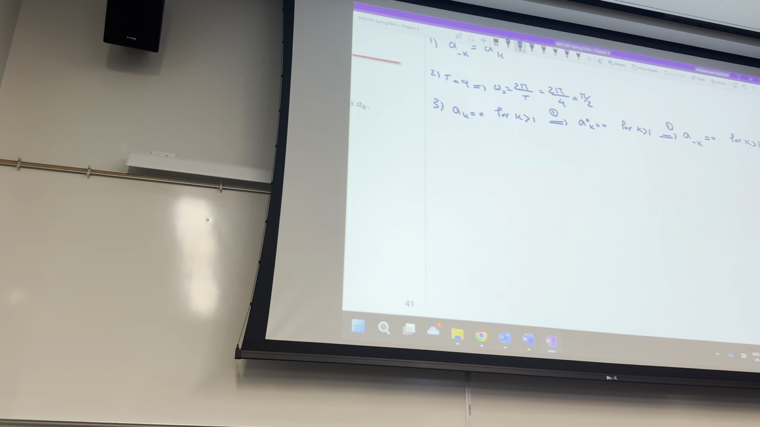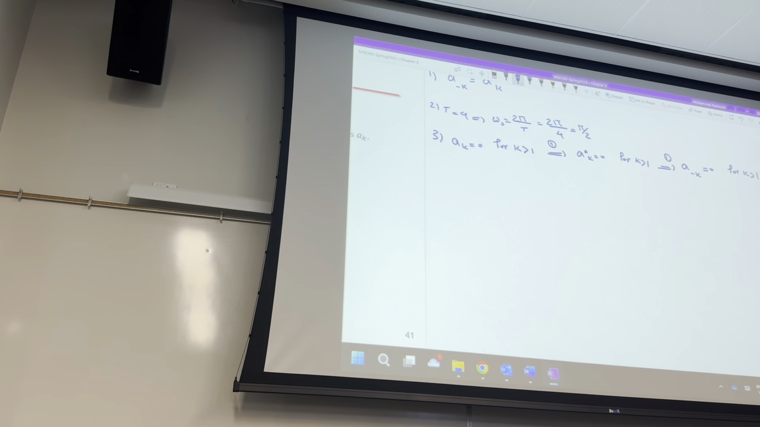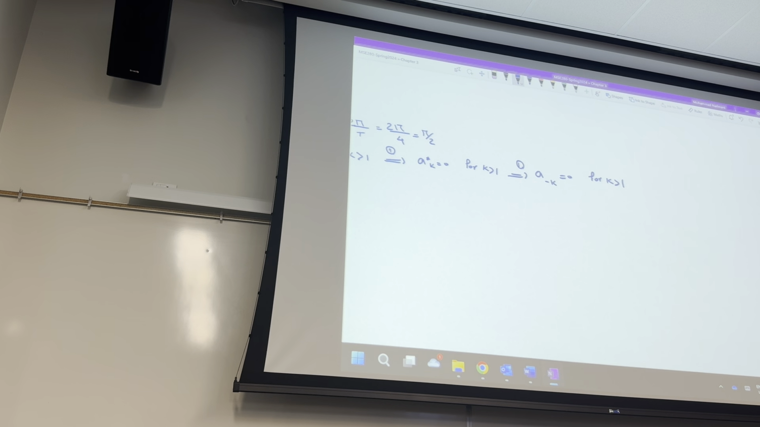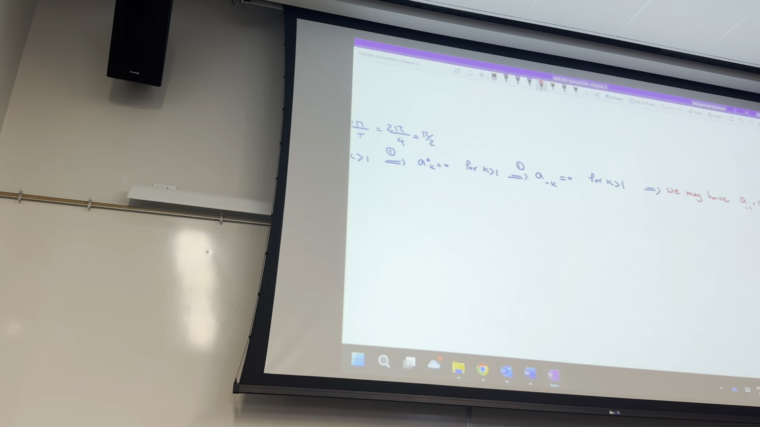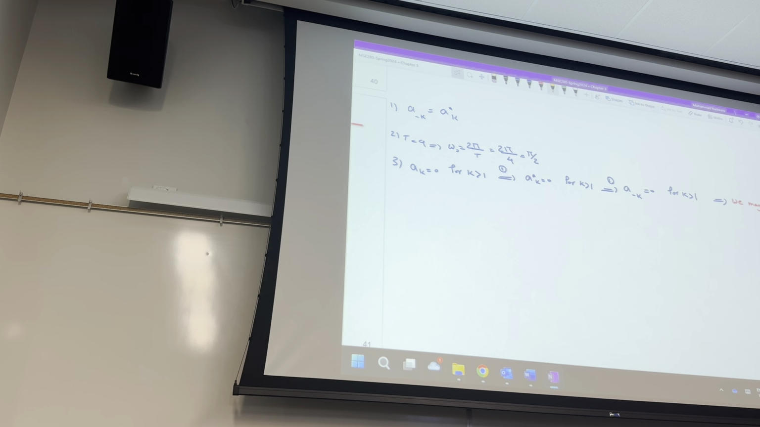So what does that mean? The non-zero a k could be only at k equals minus 1, k equals 0, and k equals 1. So we have only 3 a k, let's say. So far what I say is that we may have a minus 1, a 0, and a 1 non-zero so far.